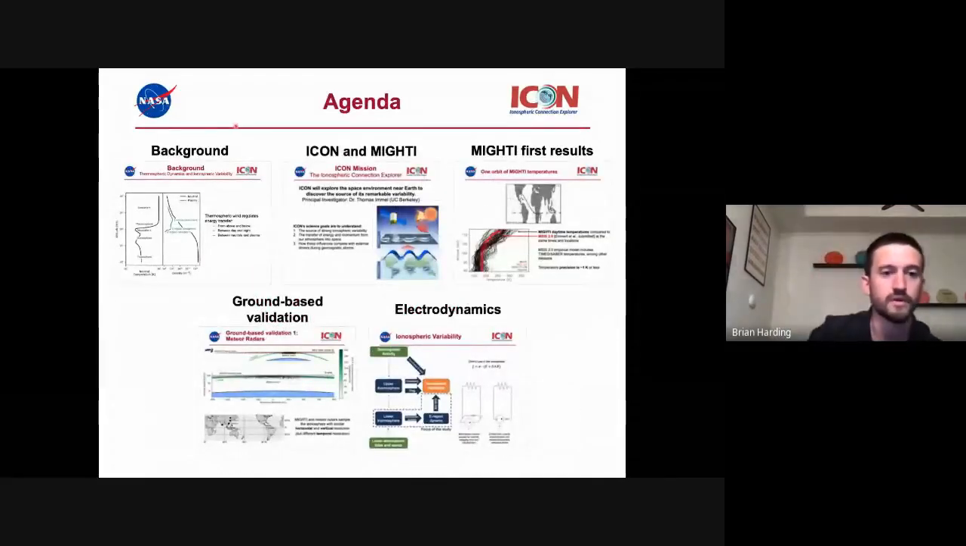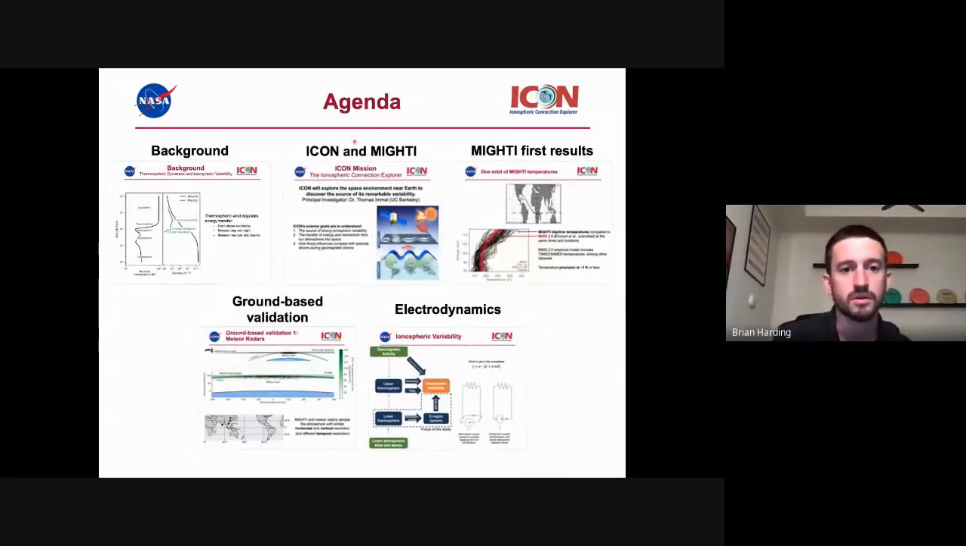I'll start with a little bit of background on thermospheric dynamics, but then jump right into introducing the ICON mission, as well as focusing on MIGHTY, which is one of the 4 instruments on ICON. I'll show some data from MIGHTY, both the temperature and wind data, and then talk a little bit about our initial efforts at ground-based validation, so comparisons with similar ground-based instruments. And then, depending how much time is left, I'd like to spend a few minutes talking about some of the initial science results by combining different instruments on ICON with a focus on electrodynamics.